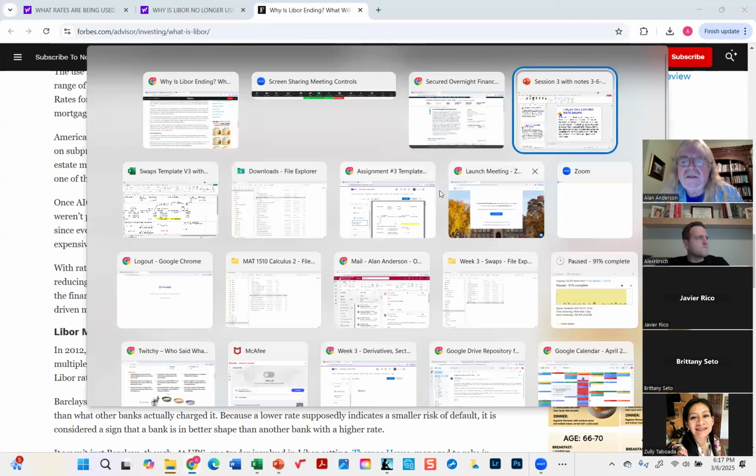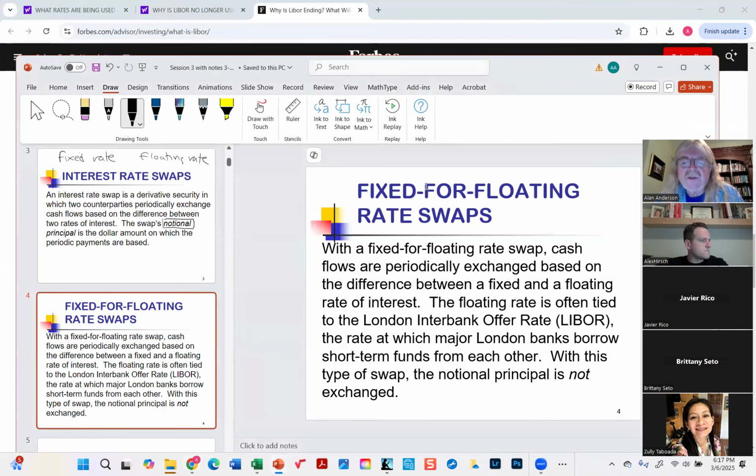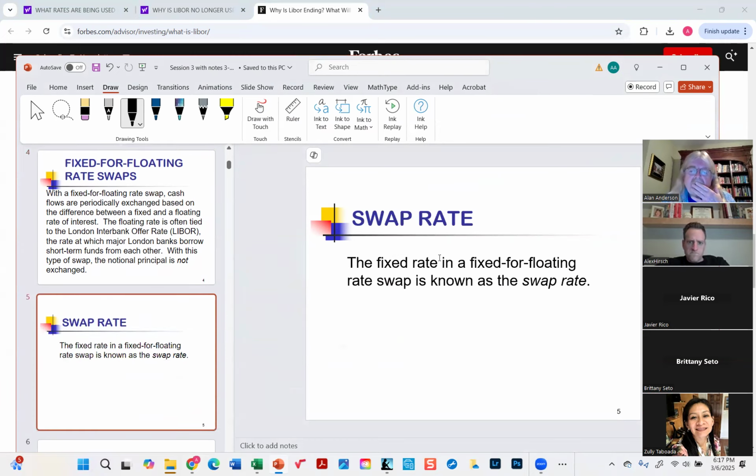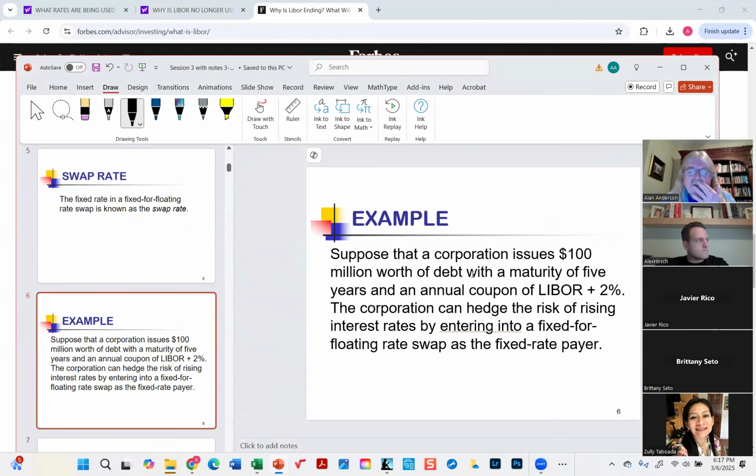Anyway, let's get back to this. With the fixed for floating rate swap, we've got two counterparties who want to trade their exposures to each other. Here's a quick example of this. A corporation issues $100 million worth of debt or bonds with a maturity of 5 years and an annual coupon rate of LIBOR plus 2%. So when LIBOR was being used for these floating rate cases, the interest rate would be quoted as LIBOR plus some amount that we would add on to it.